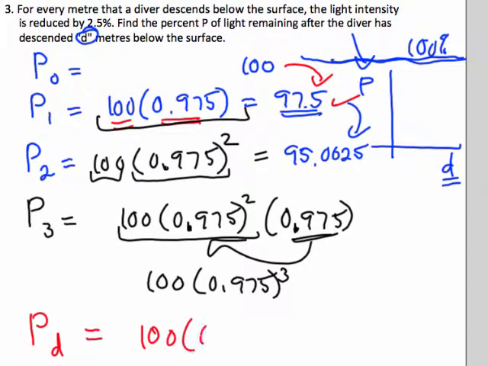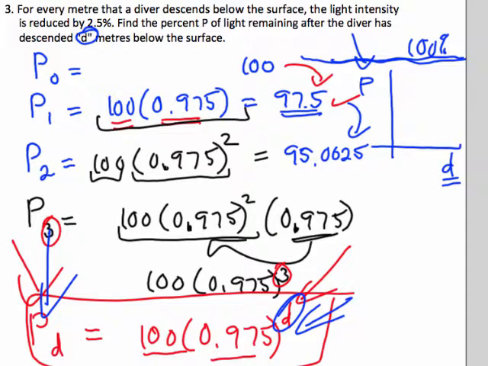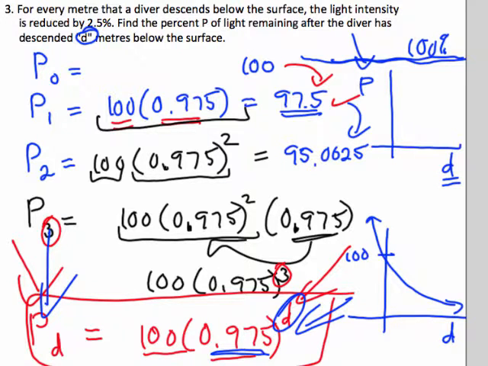and this exponent matches the number of meters I've gone down, to the exponent d. It's exponential in nature. If I know how far down I'm at, I can get the percentage of light. And by using logs, if I know the percentage of light, I could work backwards and solve for d. This is going to represent a decay situation because our multiplier is less than 1. So if you start off at 100, the graph's going to go down like this as the value of d increases. Okay, so an exponential decay graph.